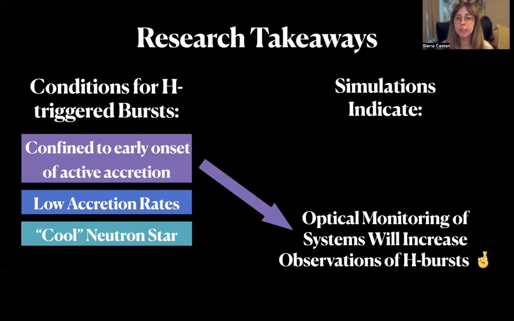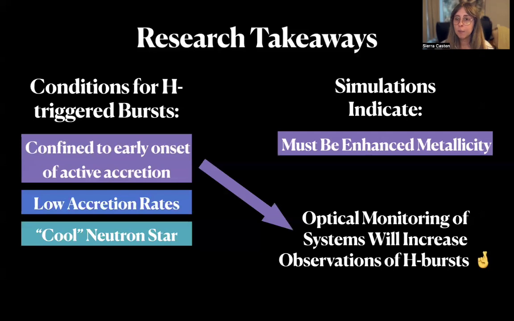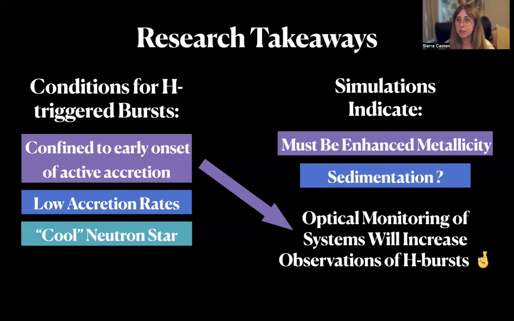On the simulation side, we see that there must be enhanced metallicity somehow to get to the peak luminosities that we're seeing. However, that may not be because of the enhanced metallicity in the companion star, but instead, maybe there's some other process that we're missing that we need to explore, such as sedimentation, which would also enhance the metallicity at the base of the layer.